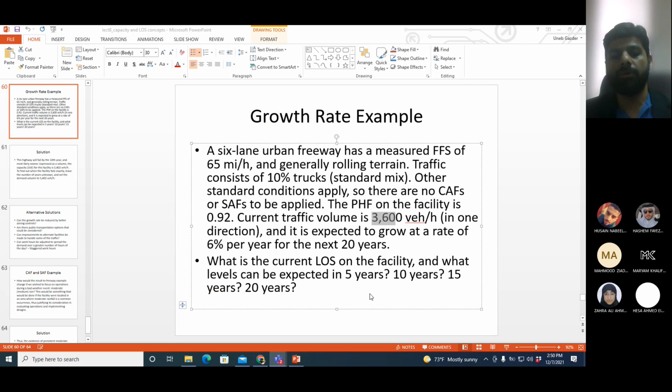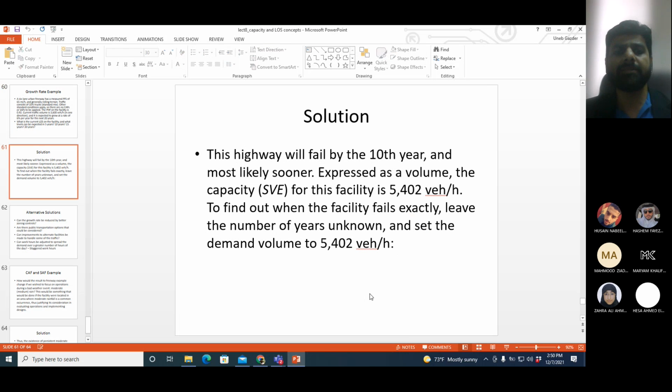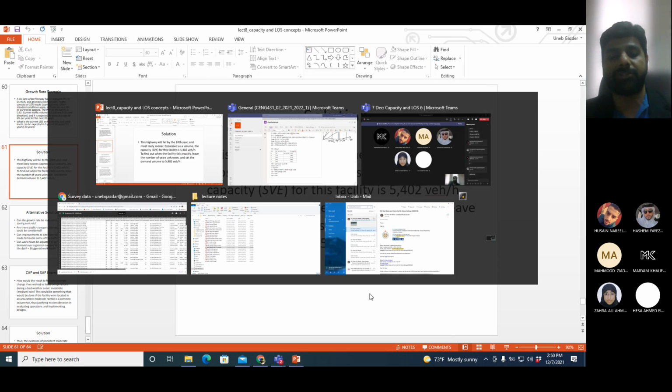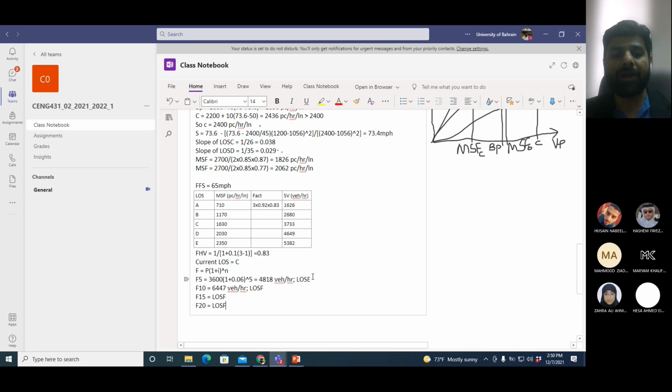Okay, now for example, somebody says that I want to avoid getting level of service F. So I want to know in which year exactly level of service F happens. You see after 5 years level of service was E. After 10 years it became F. So somewhere between 5 and 10 it changed from E to F. So in which year exactly did it become F?